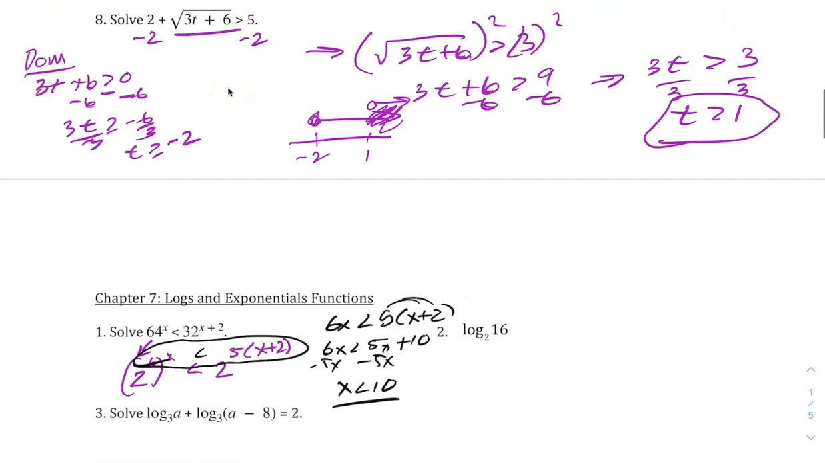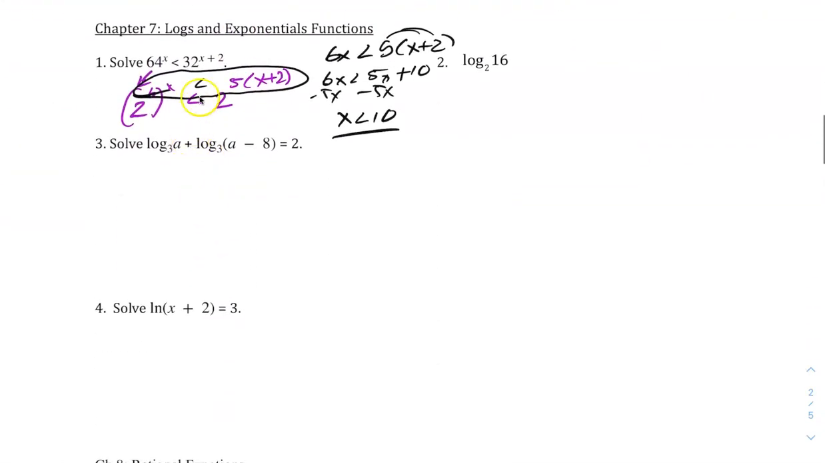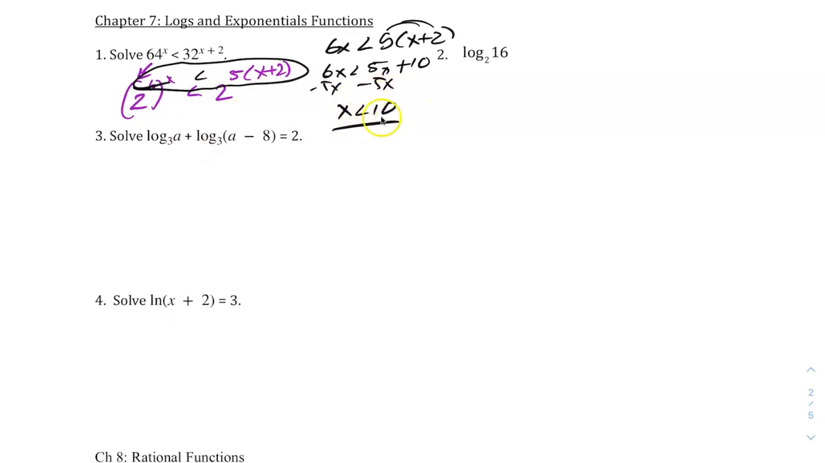Last time we did a square root where the domain was everything greater than or equal to 0. An exponential function is all real numbers, so no domain to worry about. There you go. This one, log base 2 is 16. So the way I do this, I always think 2 to what power is 16. That'd be 2 to the 4th equals 16, so 4.